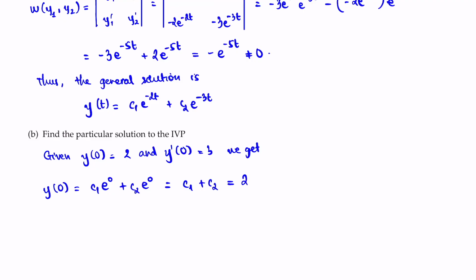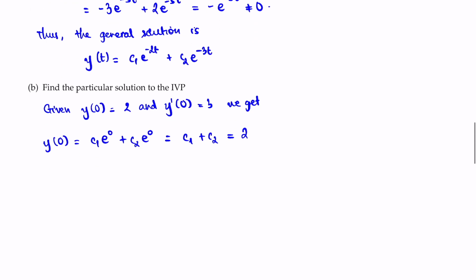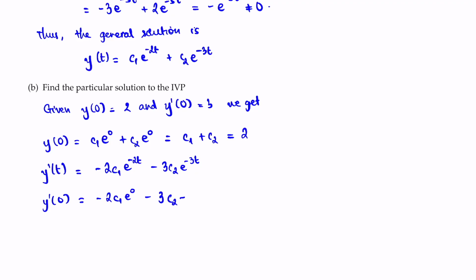So you have one equation. Now the second equation will come from the derivative. So you take the derivative of this function. So y prime of t is equal to negative 2 c1 e to the negative 2t minus 3 times c2 e to the negative 3t. And y prime of 0 gives you negative 2 times c1 times e to the 0 minus 3c2 times e to the 0. This is equal to negative 2c1 minus 3c2 equal to 3.